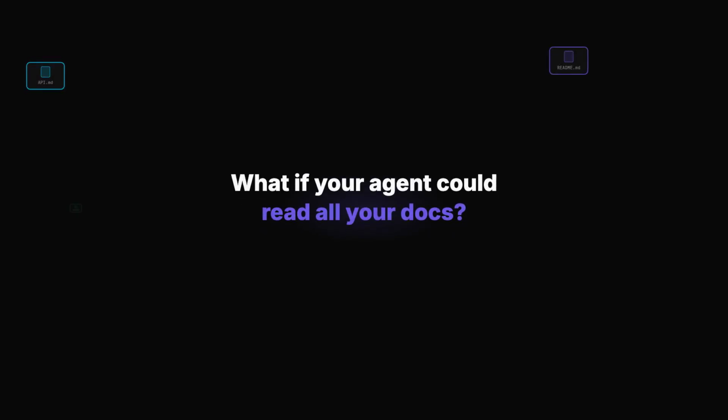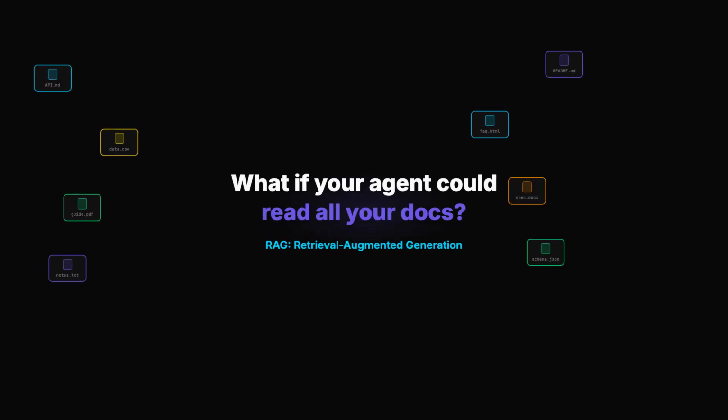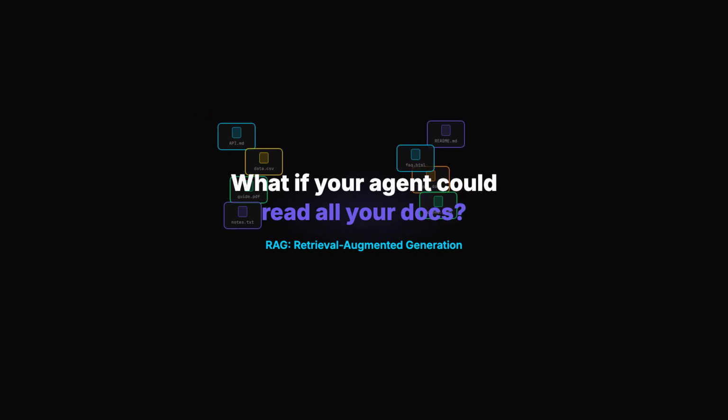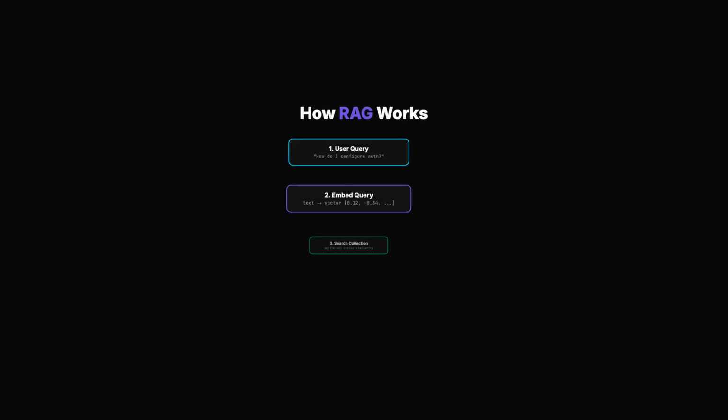What if your AI agent could read every document in your company, every manual, every knowledge base article, and answer questions with perfect accuracy? That's Retrieval-Augmented Generation, or RAG, and in Crystal AI, it works out of the box with zero external infrastructure. No Pinecone, no Weaviate, just your documents and a YAML file. Here's how RAG works in 4 steps.